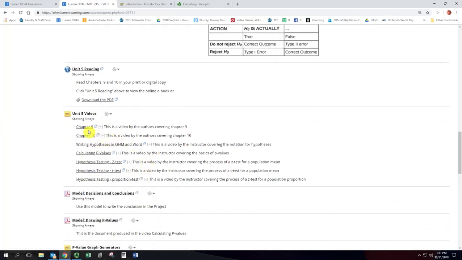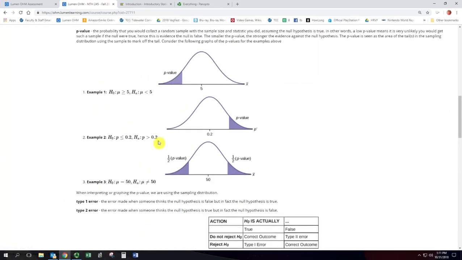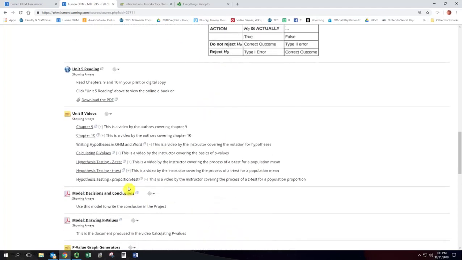All right, so we've got two videos from the authors of the textbook going through this. Remember, they're going to show a lot of calculator stuff. Don't worry so much about that. Think about the overall process. Hypotheses obviously have a lot of crazy symbols in them, so we show how to write those out in the website OHM here and in Microsoft Word, how to calculate p-values, and how to do three of the important tests when you have one sample.